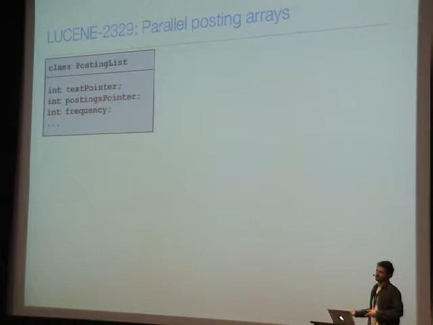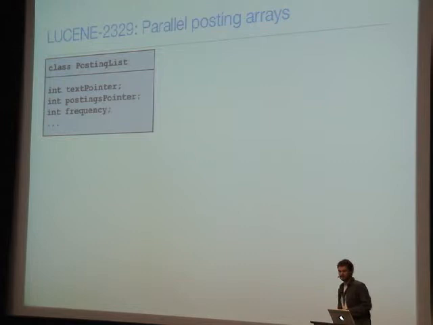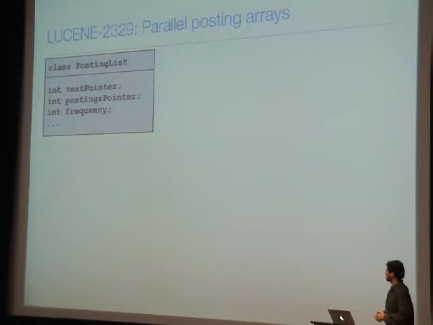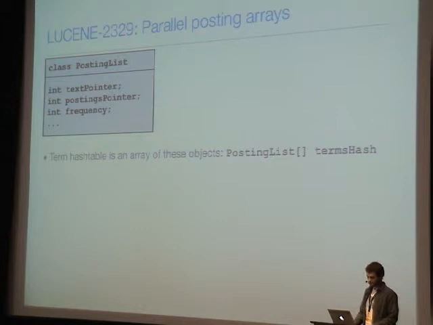And before this patch 23.29, for every term that you would ever see in a document, we would create an instance of this object posting list. And this class has several, I think it's actually five, I only put three here on the slide, integers. And it holds five integers. And the dictionary that I just mentioned is basically an array of these posting list objects.